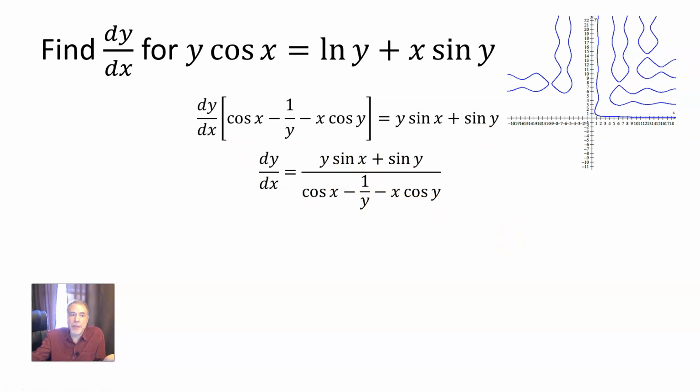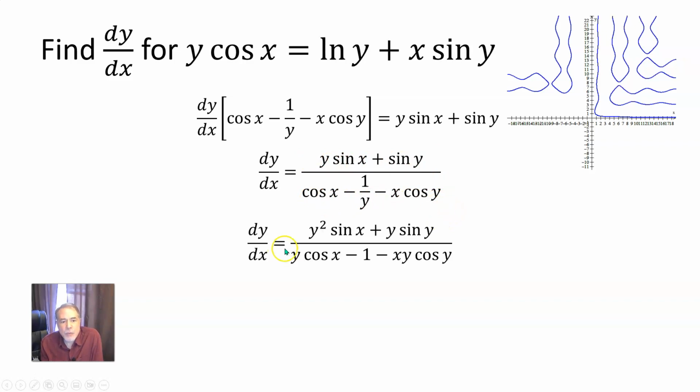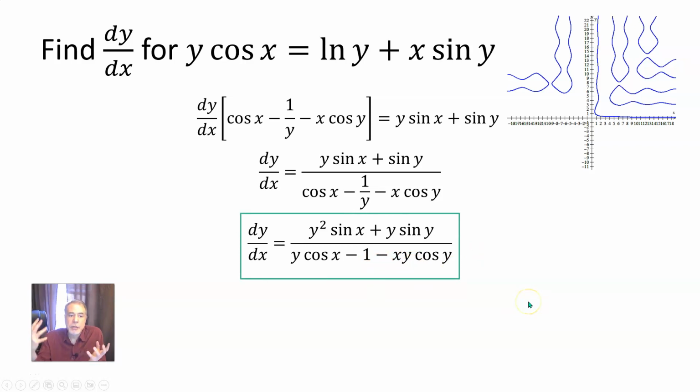Now I can just stop there and say, okay, there's my expression for dy dx, but it might look a little nicer and a little less complex if we get rid of that fraction within fractions by multiplying the numerator and the denominator both through by y. So if I do that, I get dy dx equals y squared sine x plus y sine y over y cosine x minus 1 minus xy cosine y. So there's my answer. There's my dy dx.